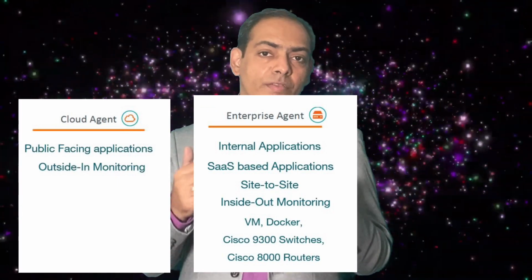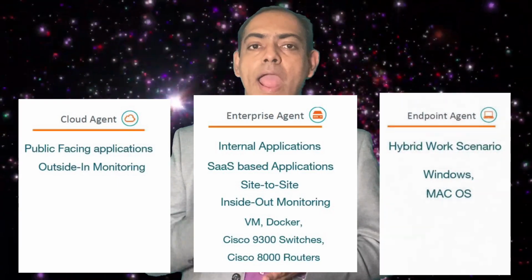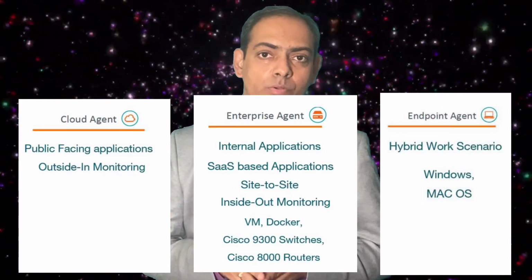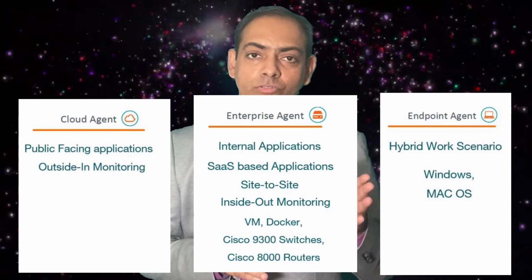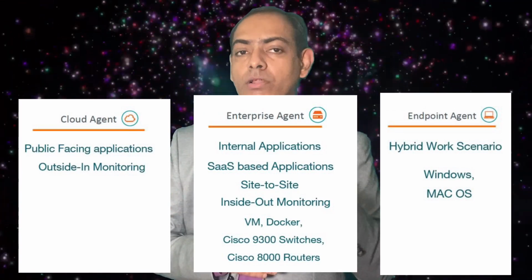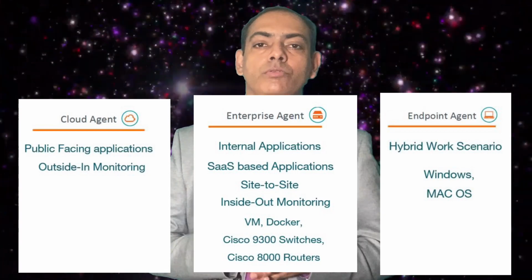The third type of agent is the endpoint agent, mainly used in hybrid work scenarios, wherein this agent can be installed on endpoints with Windows and Mac OS and can monitor critical applications continuously.